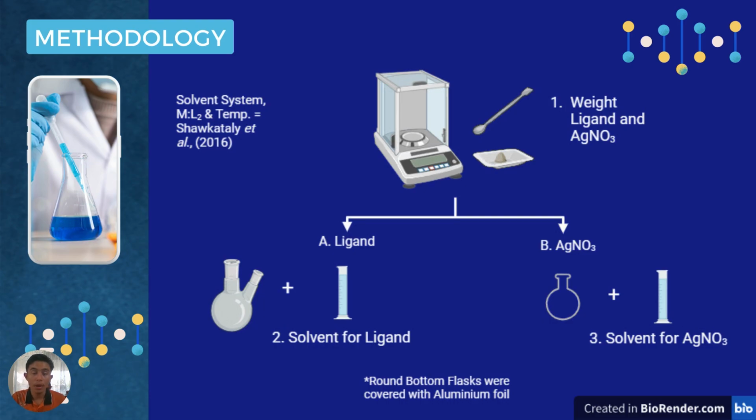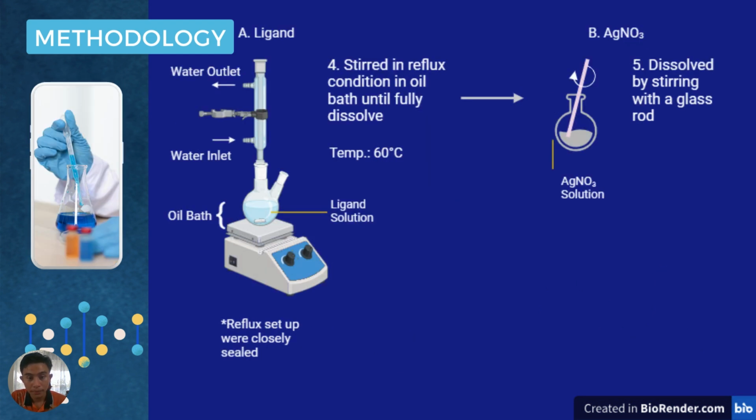Okay, moving on to our methodology. It's just a simple reaction. We weigh the ligands and the silver nitrate according to their stoichiometric ratio, and then we dissolve them in the solvent. Usually, I use ethanol, and then we reflux at a constant temperature of 60 degrees Celsius for 1 hour.